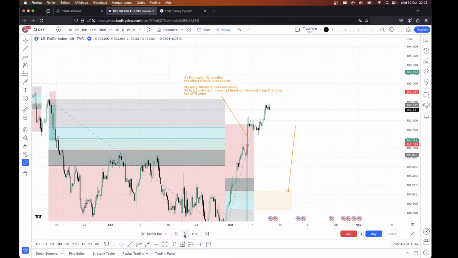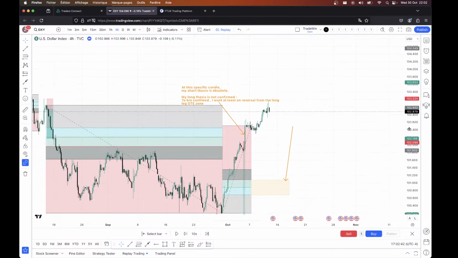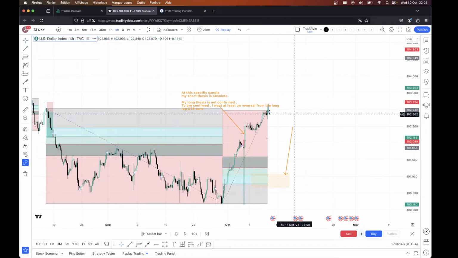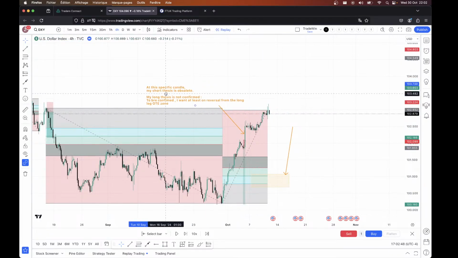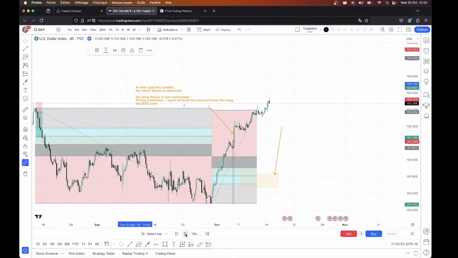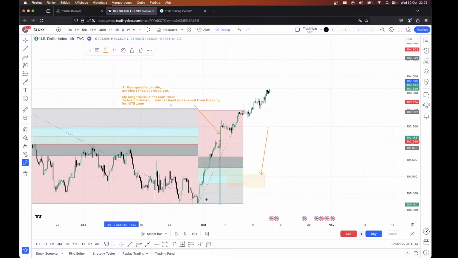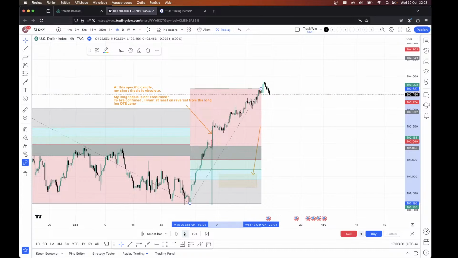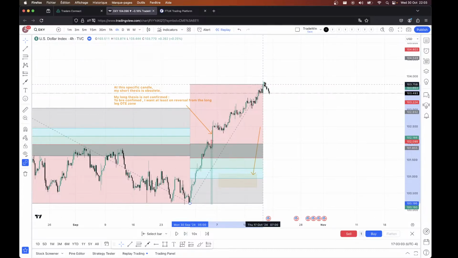So let's continue. Okay, it seems that we are going up, so I'm updating the zone, the extension. Let's continue to do that. We are still going up. Dollar is going up. Everyone, dollar is going up. Oh, what's happening? Dollar is going down.